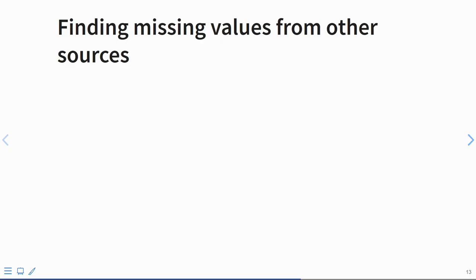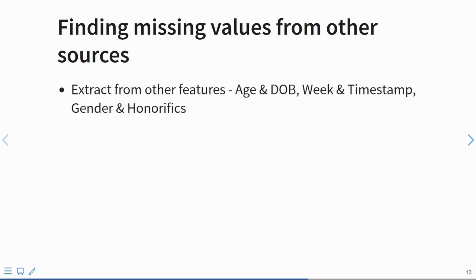Firstly, finding missing values from other sources is obvious. So if we can get data from either the same data set or from another, we are going to make use of that. Firstly, to extract from other features. Consider features like age and date of birth. We know that even if we have missing values in age, if we have the date of birth of the person, we can get their age. Likewise, information such as date, week, day, month can be obtained from timestamp.